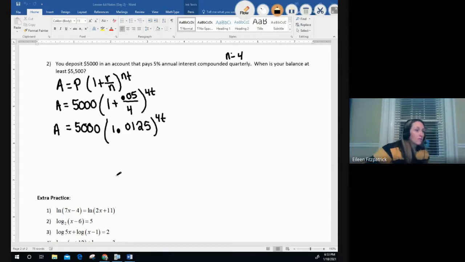So this is our function. Now we want to use this function to see when the balance, that's your A value, is at least 5,500. So at least means that you want your balance 5,500 to be that amount or greater. Okay, so make sure you put the right inequality symbol in.